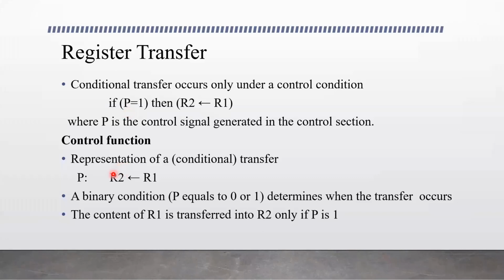So this is a control signal, represented here as P colon R1 to R2. The meaning of this statement, this instruction, P colon R1 to R2, is: transfer the content of R1 to R2 when the value of P is 1.